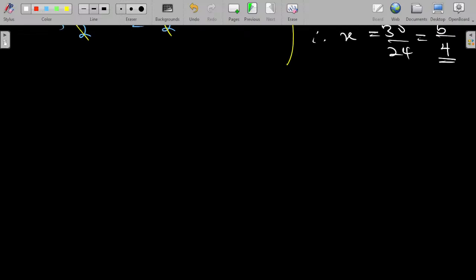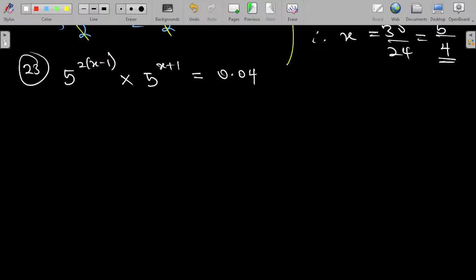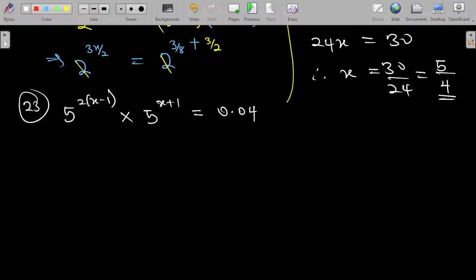Okay, 23 says that we are given 5 to the power of 2x minus 1, and that is multiplied by 5 to the power of x plus 1, and that is equal to 0.04. So this particular example leads us to something that looks like a quadratic equation.